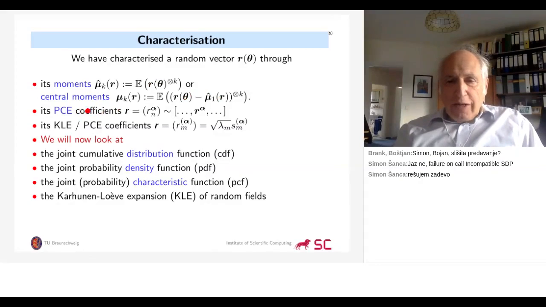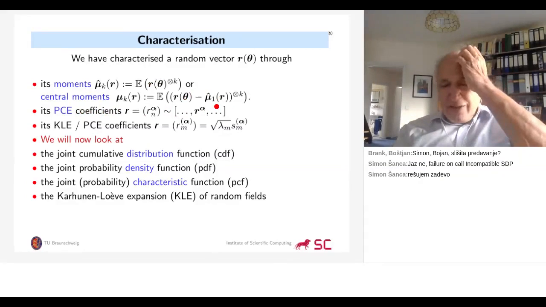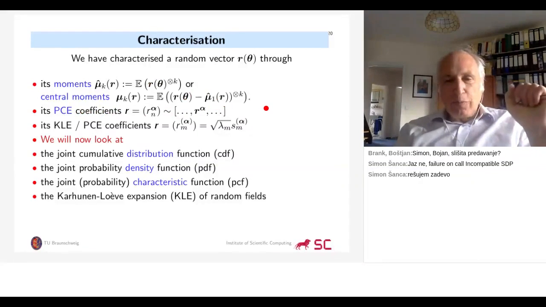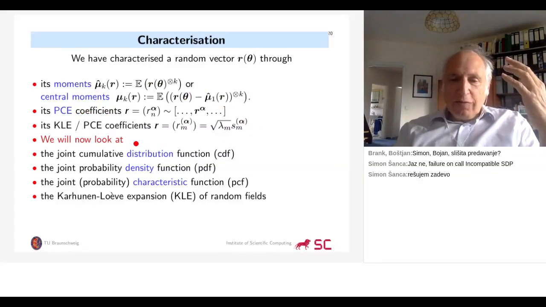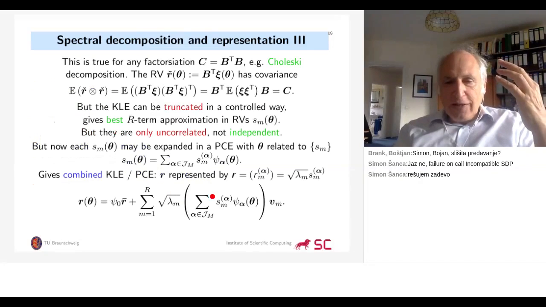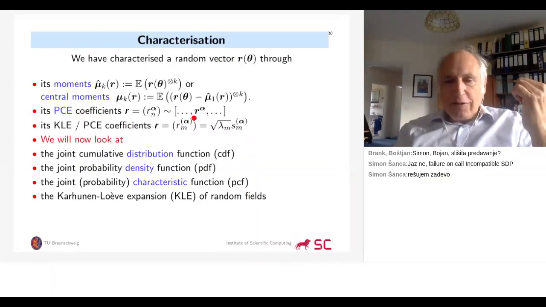Another way to characterize it was by its PCE coefficients. But this was again in random variables theta, which really had nothing to do with the problem. They were picked arbitrarily. So what we can do better is to take the KLE PCE coefficients, which came from this expansion here. It's called, of course, square root of lambda_m times this here. These are the coefficients. Look at these S_m alphas, which come from the expansions of the S_m, the uncorrelated random variables, times the square root of lambda_m. That characterizes this random vector.